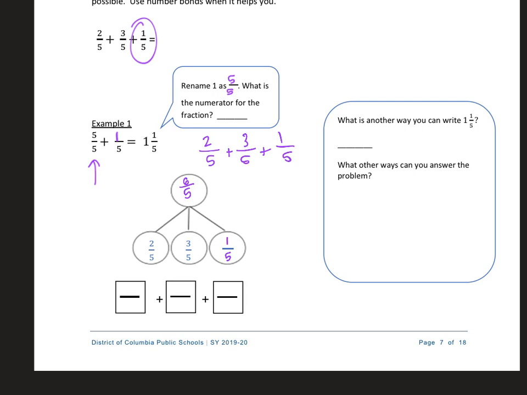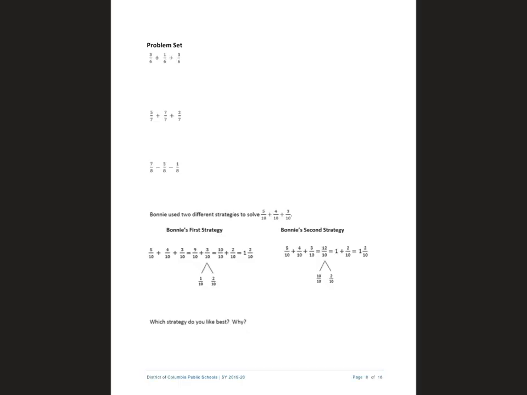And again, just filling this in down here. It's kind of repetitive. 2/5 plus 3/5 plus 1/5. Okay? And again, over here it says, what is another way you could write 1 and 1/5? It's just looking for you to write that fraction greater than 1, so you could write it as 6/5. Okay? So you can go ahead and turn to the next page. This is your problem set.